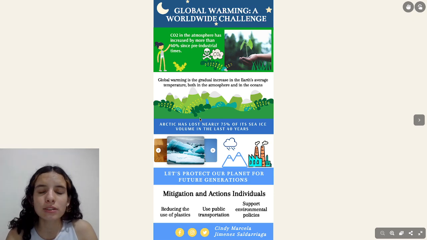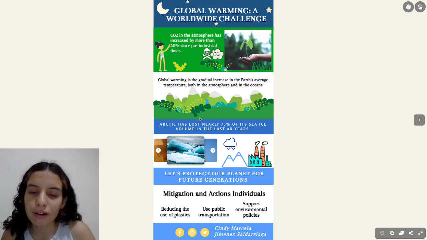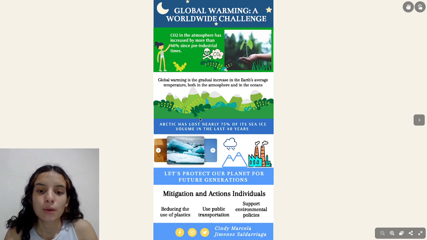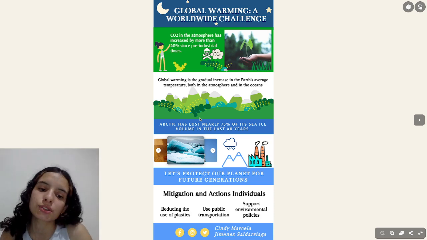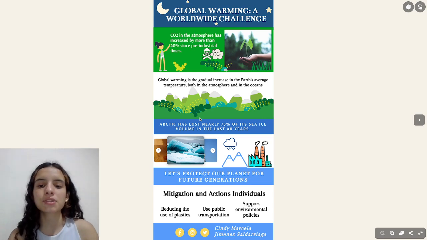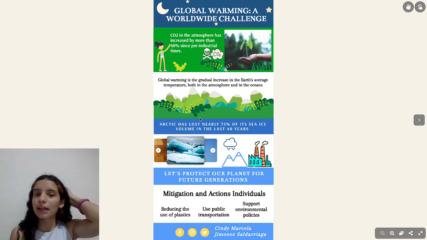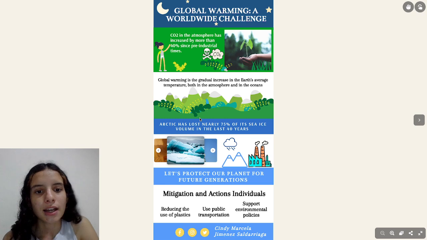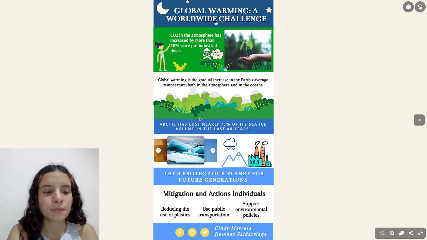Another thing about this brochure is the slogan "Let's protect our planet for future generations" and ways to contribute, like individual actions, for example, reducing the use of plastic, using public transportation, supporting environmental policies, like I said before. So this is for all.